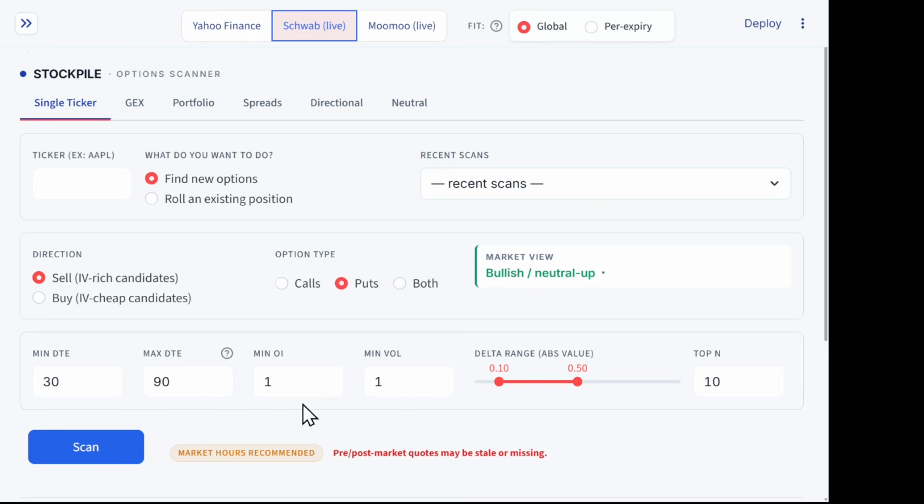Let's decrease the max delta to 30 so it will only show us puts safely out of the money. Let's also move the max DTE down to 60 days, so we'll have more room to roll out to a later date if needed. Let's keep minimum OI and minimum volume at 1 just to make sure our candidates have some open interest and at least one trade has happened today. And we'll do Nike, NKE. That's the shoe brand that has really been beaten up lately. And hit scan.